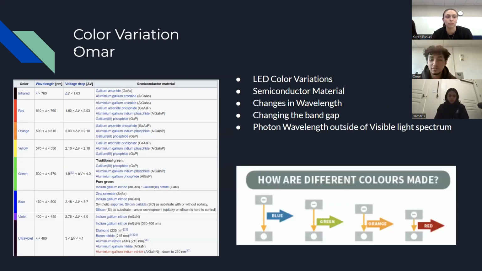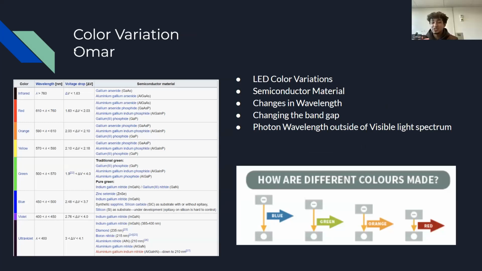All right, so for color variations in LEDs, as you may know, in the visible light spectrum, different wavelengths produce different colors of light, and that's basically the same idea for LEDs. The changes in wavelength are what allow LEDs to produce different colors of light, and the light emitted from an LED is related to the specific transition between electron quantum states in the semiconductor. By changing the band gap in the semiconductor, we can directly change the color of an LED.